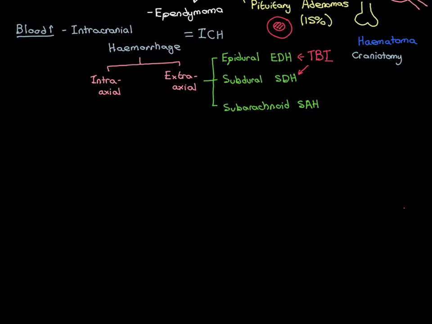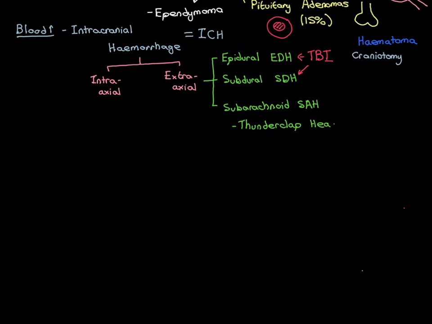So the blood is now going to go into the subarachnoid space. Now, when this occurs, it causes a very characteristic headache, a horrendous headache that comes on instantly, really sudden onset, far more sudden onset than the headache that you would get from an epidural hemorrhage. And this is so sudden onset and so severe that it's described as a thunderclap headache.